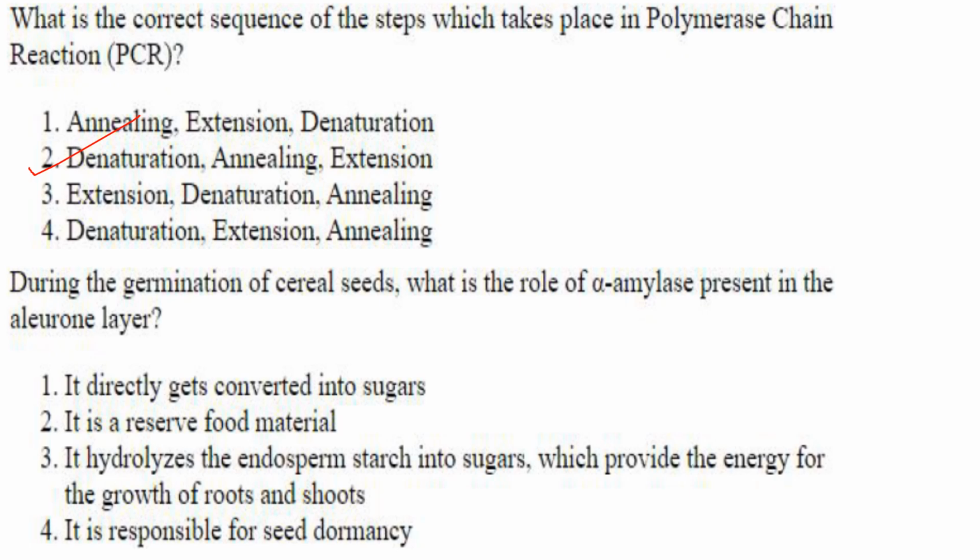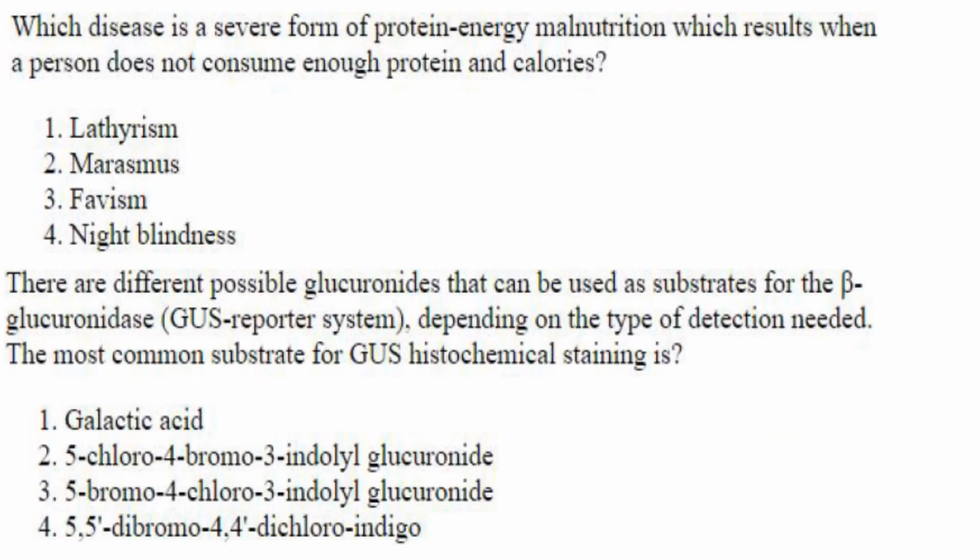Then next one. During the germination of cereal seeds, what is the role of alpha amylase present in the aleurone layer? Amylase is an enzyme. It directly gets converted into sugars, that is not correct. It is a reserve food material. Amylase is an enzyme, so it hydrolyzes the endosperm starch into sugars which provide the energy for the growth of roots and shoots. That is more apt. Amylase is responsible for seed dormancy, that's also not correct.